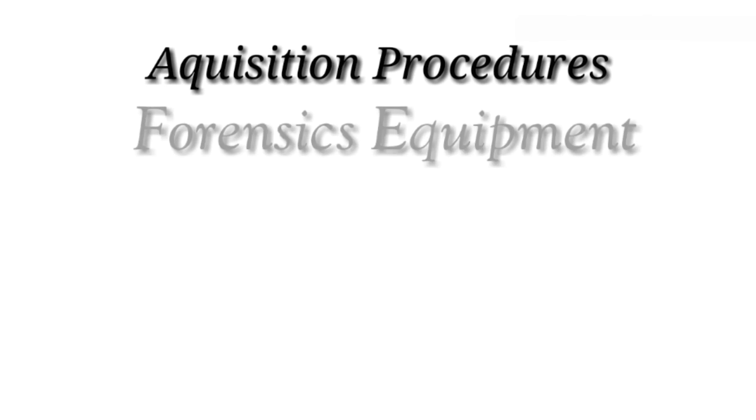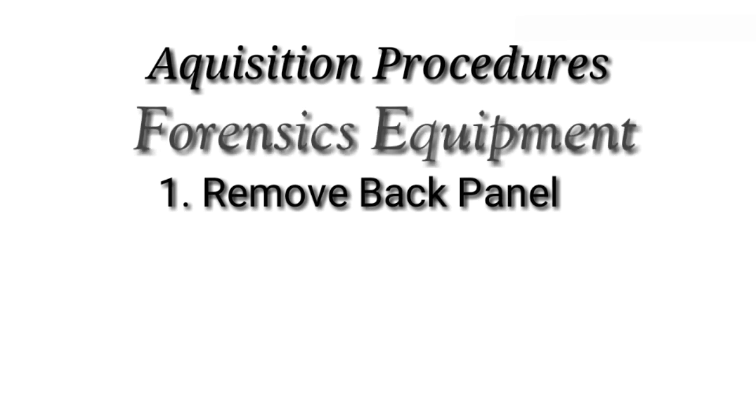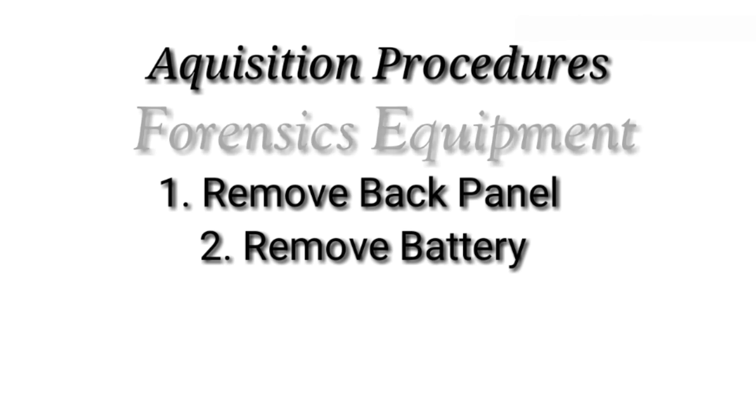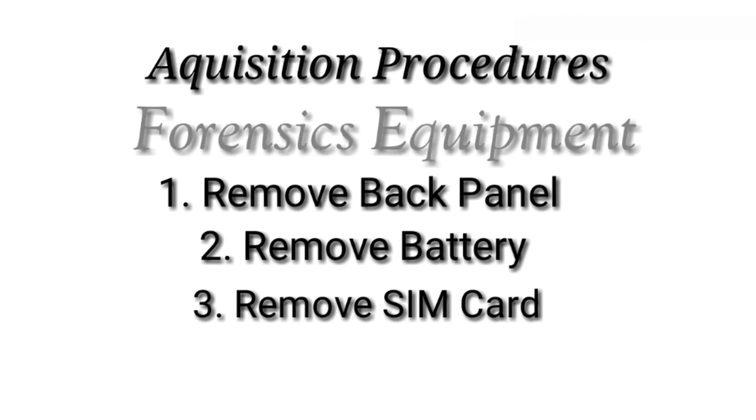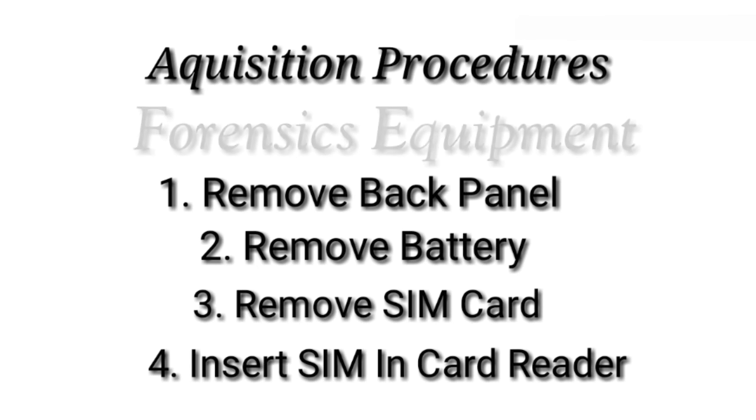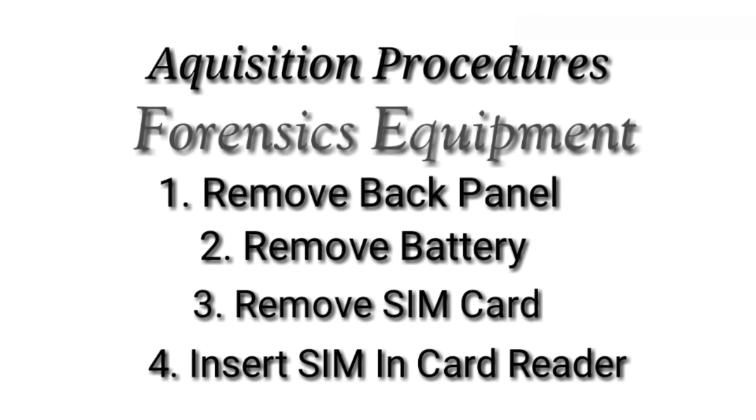The general procedure is as follows. First, remove the back panel of the device. Second, remove the battery. Third, under the battery, remove the SIM card from its holder. And fourth, insert the SIM card into the card reader, which you insert into your forensics workstation USB port. In case of a device with a non-removable battery, you should skip the first and second steps.